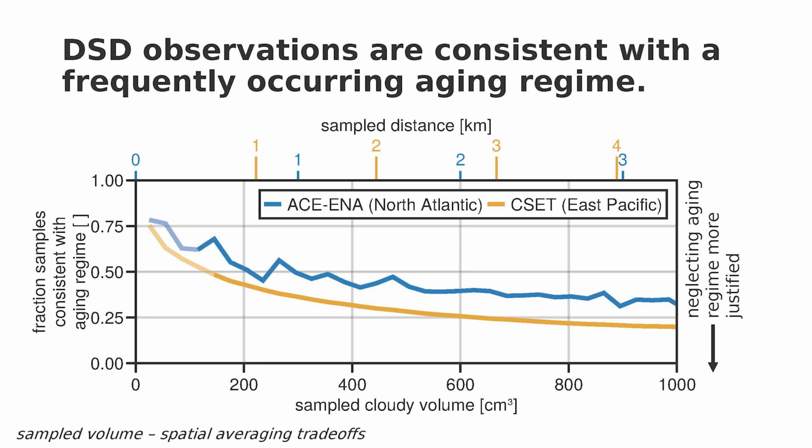And so what we can see is that we have uncertainty in what fraction of our samples are consistent with the aging regime, depending exactly how we average the drop size distributions. But it's pretty clear that we're looking at something around 50% of samples. And I think that really suggests that neglecting this aging regime is not justified.